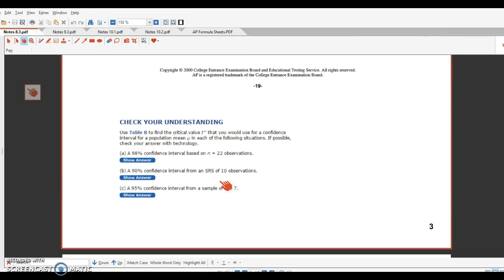Okay, we try to check your understanding in class, so if you want to pause the video here, you can, to see if you can locate the t-star values for these specific criteria.